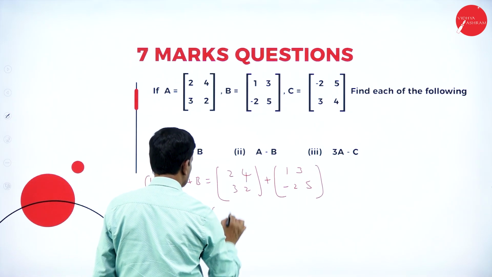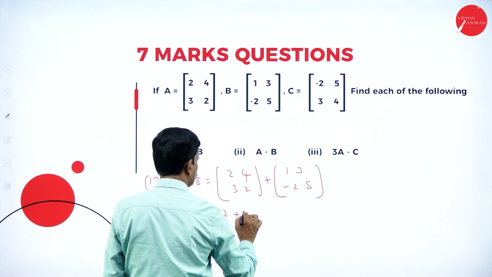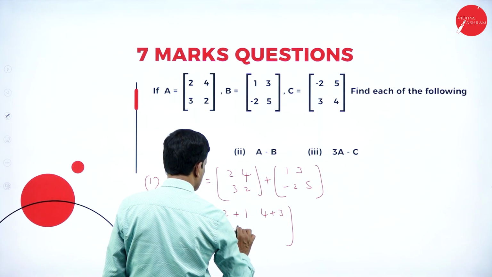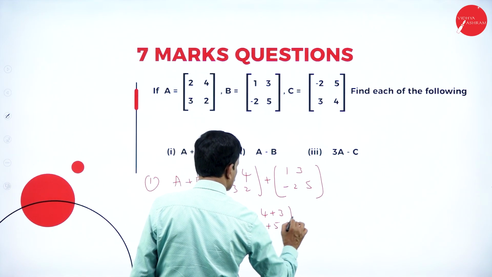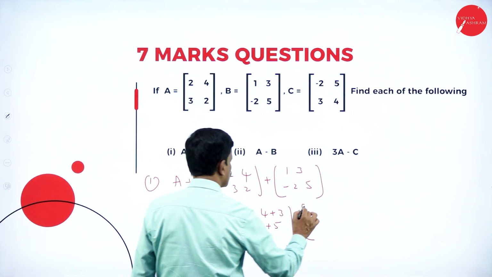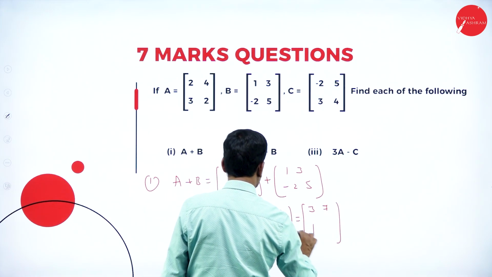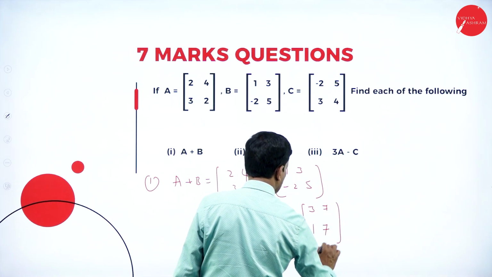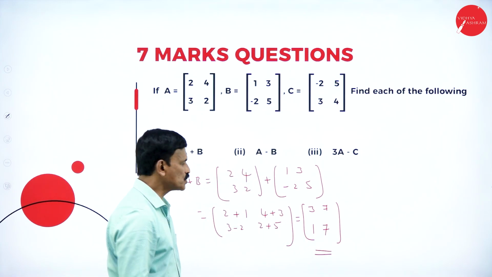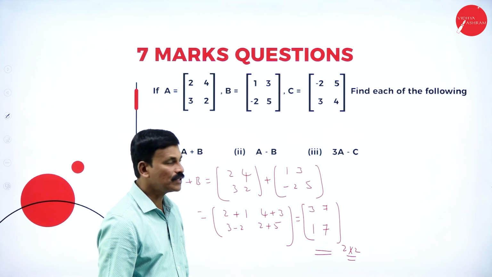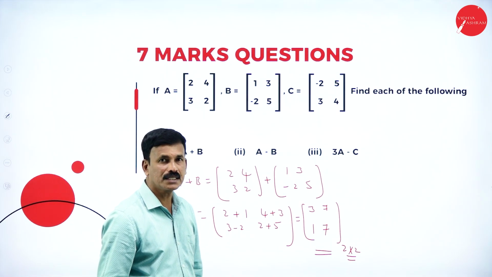So, this is equal to corresponding elements: 2 plus 1, 4 plus 3, again 3 minus 2, 2 plus 5. So, what is this equal to? 2 plus 1 is 3, 4 plus 3 is 7, 3 minus 2 is 1, 2 plus 5 is 7. So, this is the first answer. The order is 2 cross 2. So, matrices of the same order can be added here, right?